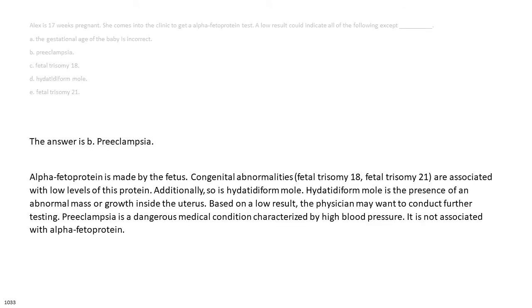The answer is B. Preeclampsia. Alpha-fetoprotein is made by the fetus. Congenital abnormalities, fetal trisomy 18, fetal trisomy 21, are associated with low levels of this protein.